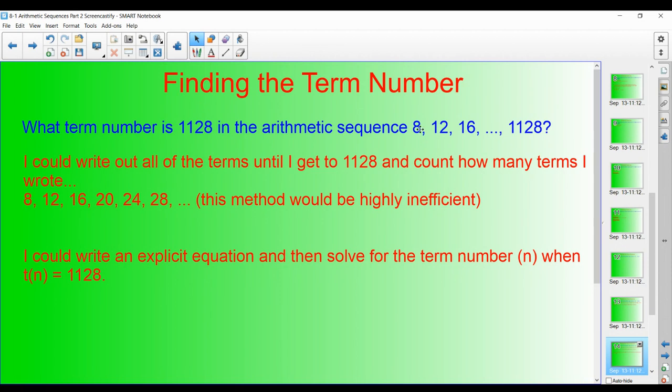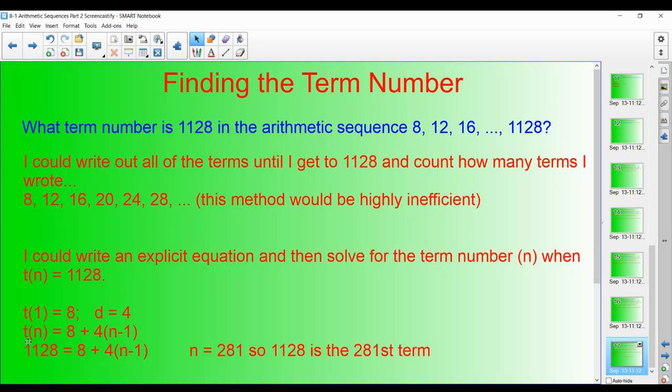So this one, I know my first term. I know my common difference is 4. So I can write an equation using those two pieces of information. Wrote in first term form again. So 8 is my first term, 4 is my common difference, times n minus 1. I then want to solve what's 1128? What is n? What n value gets me 1128?